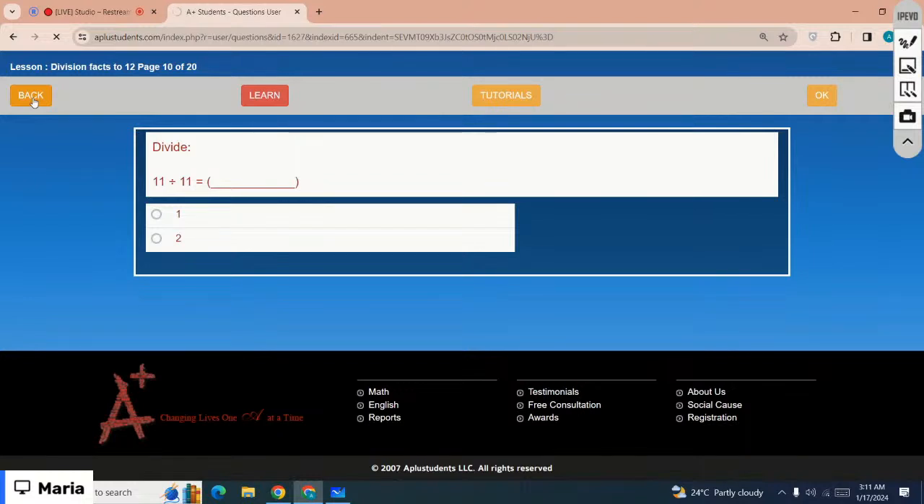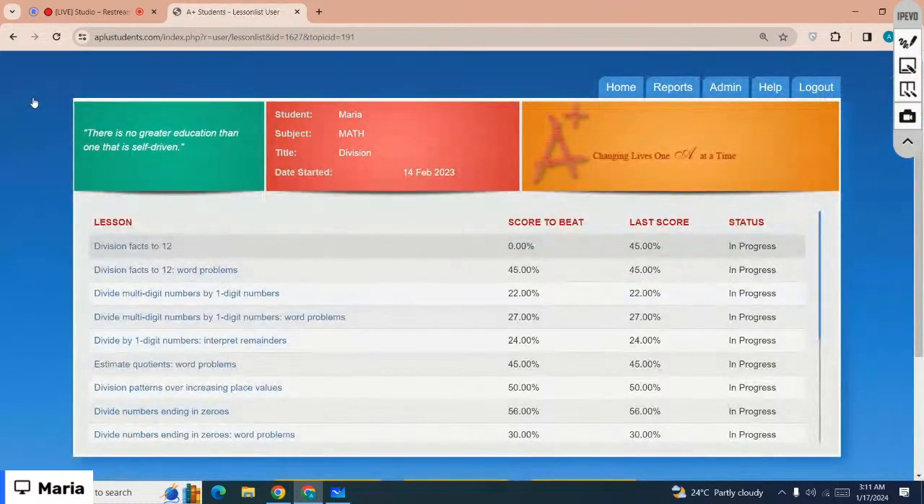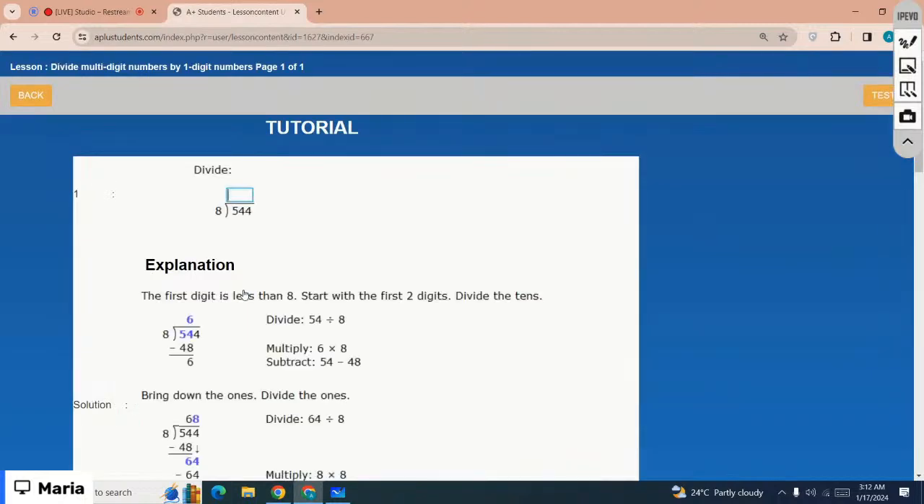And the next lesson is division facts to 12 word problems. Word problems you have to do on your own, right? The next one is divide multi-digit number by one-digit number. So you have more than one-digit numbers, right? That we can divide by the one-digit number. Like the example is 544 divided by 8.